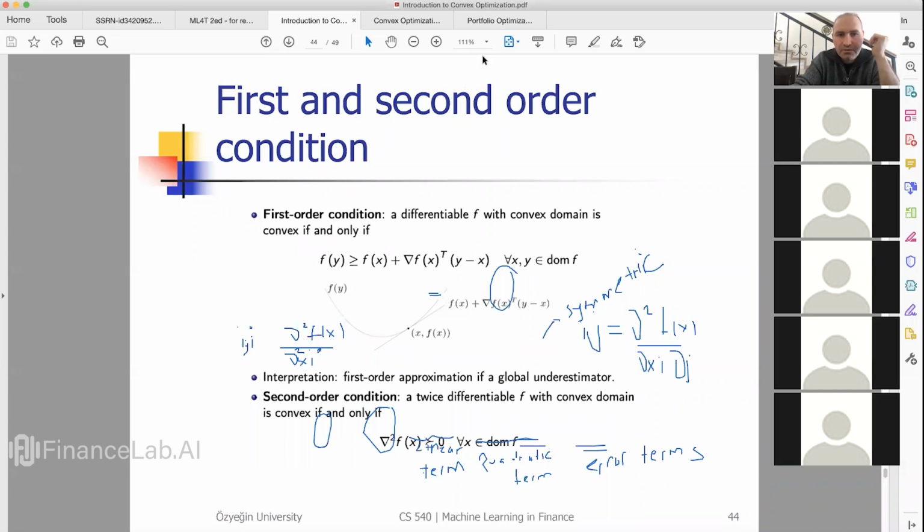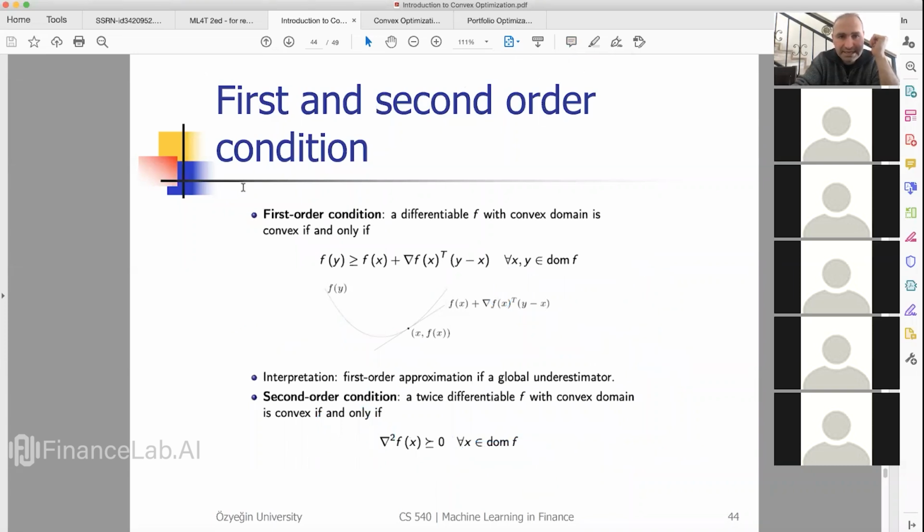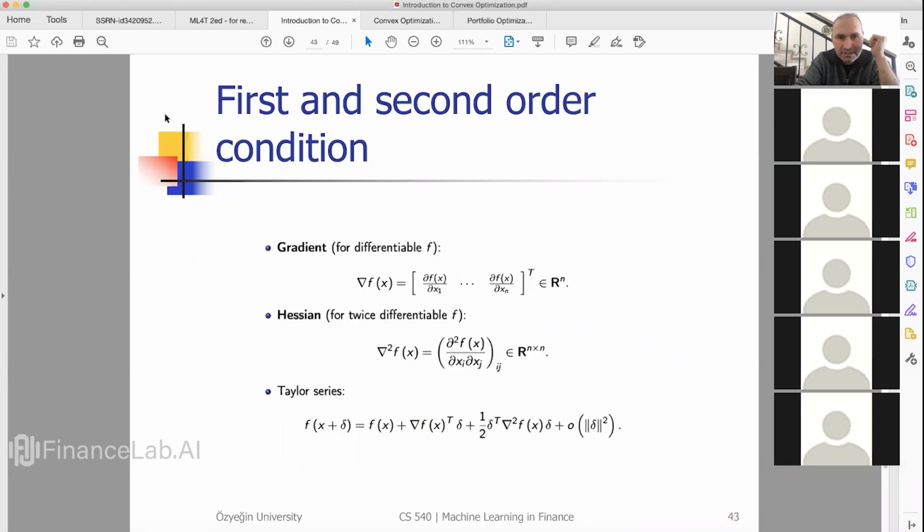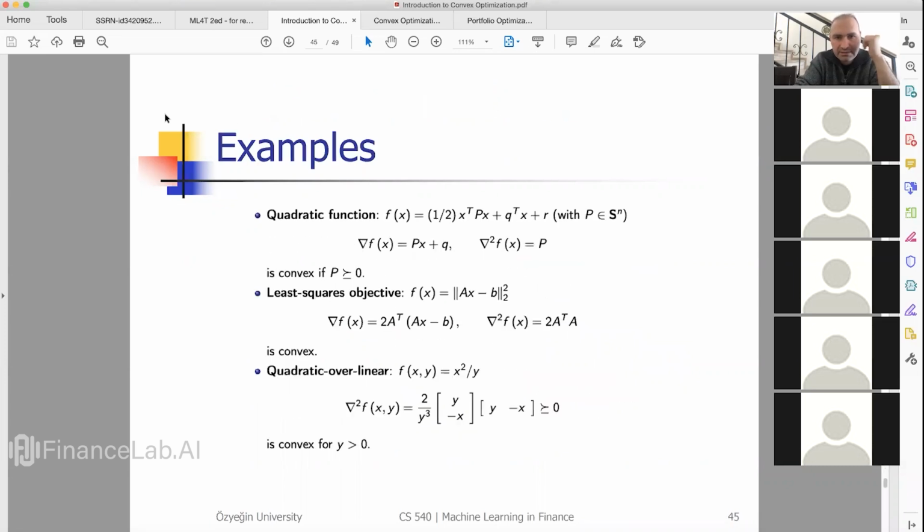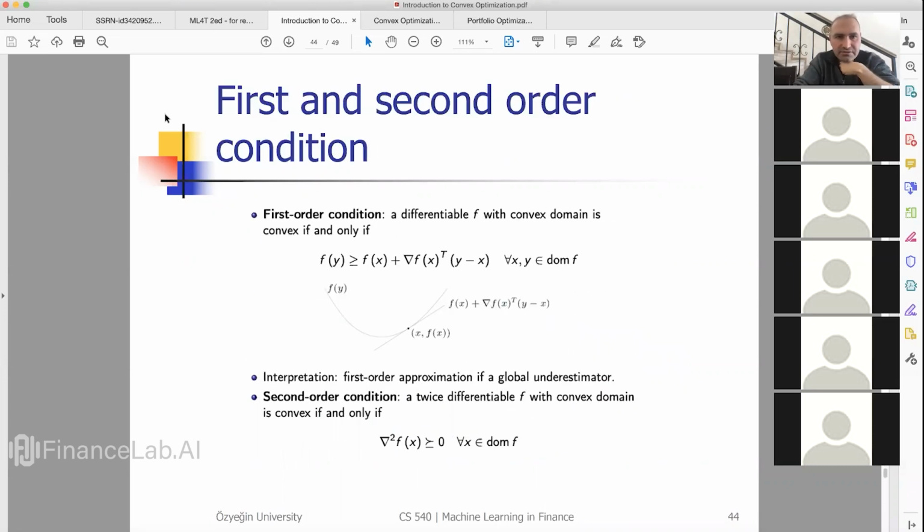Okay, so in this case, we continue with the first and second order conditions and quadratic functions. The first order condition: f is differentiable with convex domain, f is convex if and only if this condition is satisfied. So f(y) minus f(x) should be greater than or equal to the gradient times y minus x. So this is the first order condition.